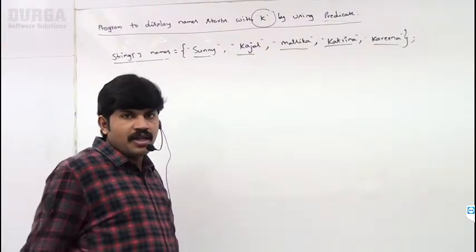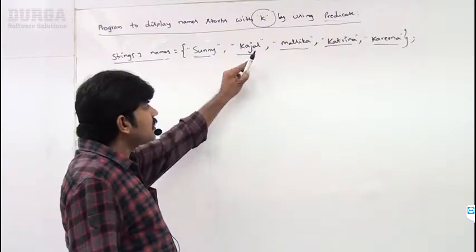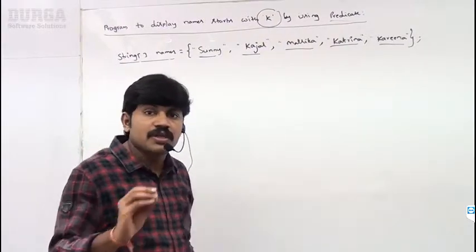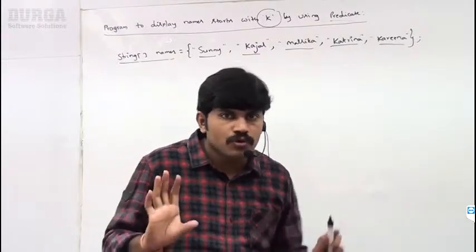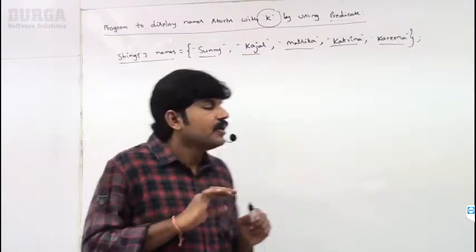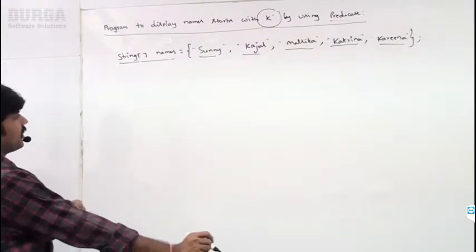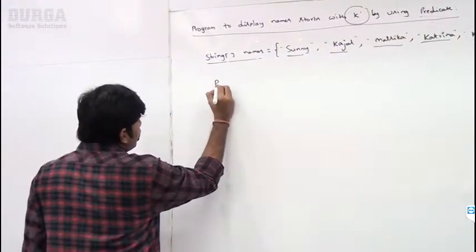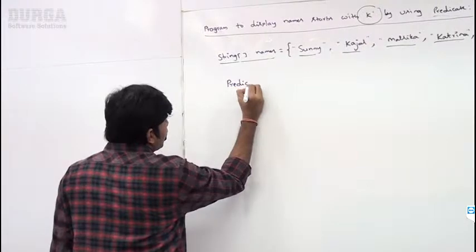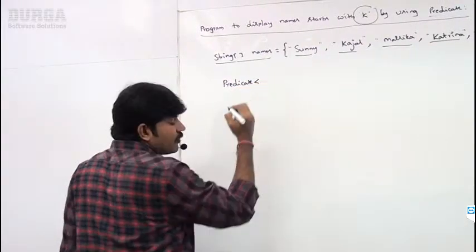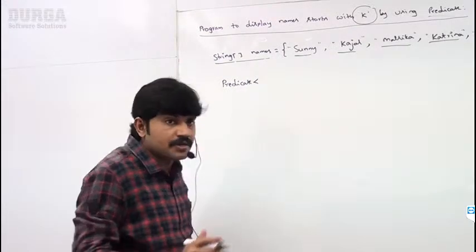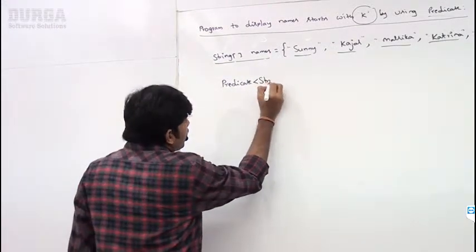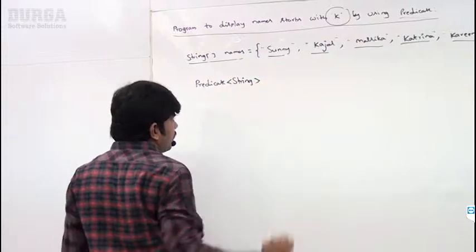Now I have to display the names that start with K by using a predicate. My intention is just to get into the habit of using predicates. That's my requirement. Now, how can you write the predicate? Very simple. Predicate of which type are you going to provide as the argument? String type. Predicate of string type.